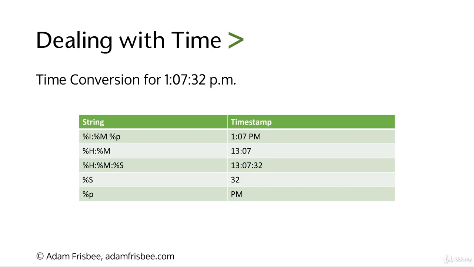The second one is capital H, capital M, which will give us the 24-hour hour and the minute. The third one down just adds a capital S, which gives us the second. The fourth one down is only capital S, which would only display the seconds. The fifth one down is a lowercase p alone, which would only display AM or PM. I don't imagine why you would want to use that, but you can.